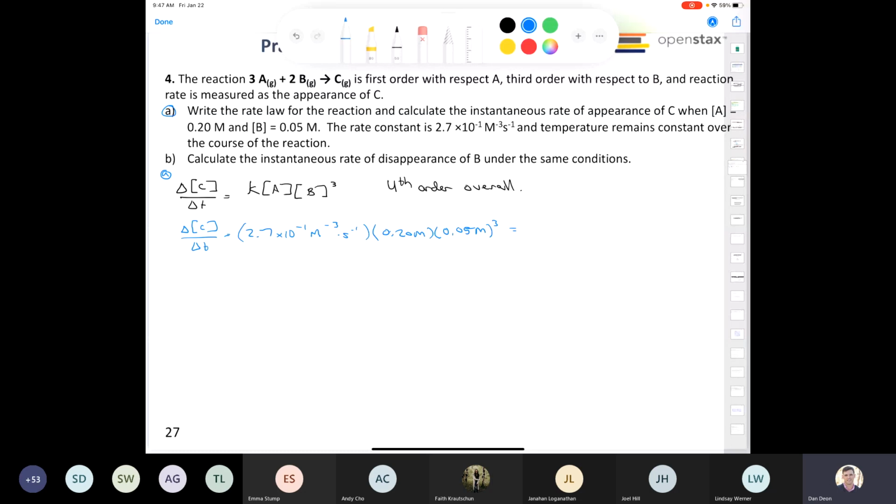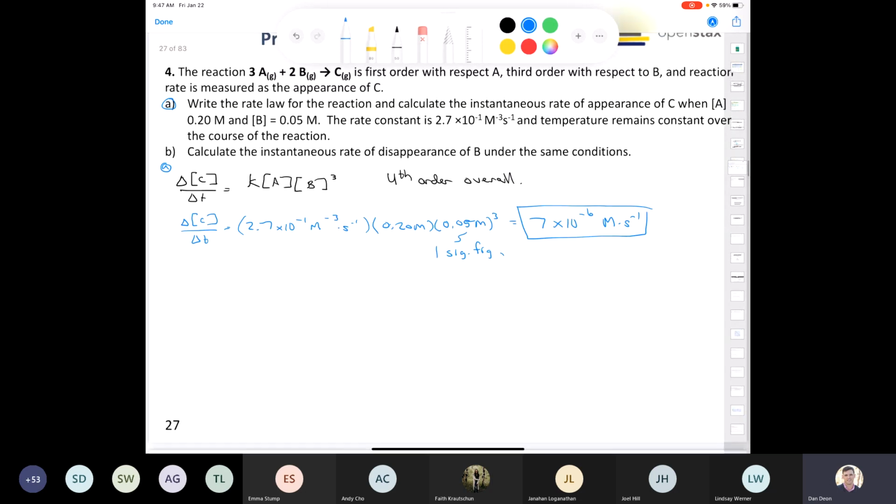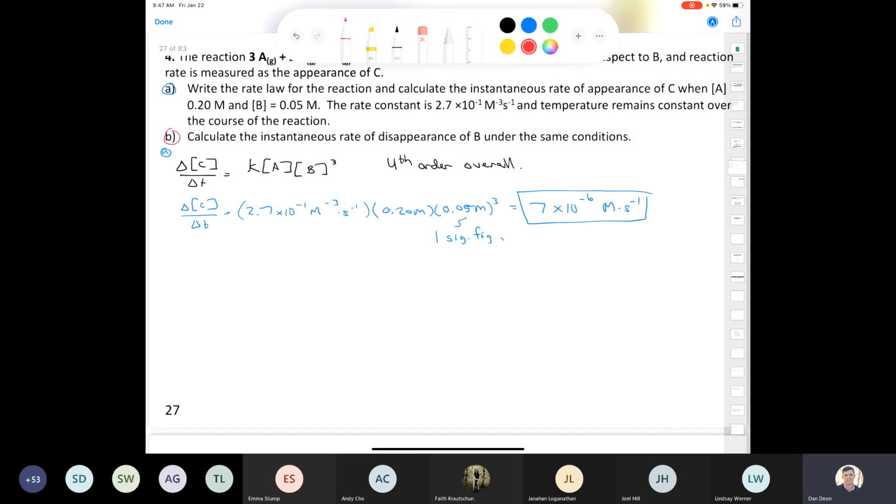And that is going to equal 7 times 10 to the negative 6 moles per liter per second. That is our answer. Notice that we only have one sig fig because there's only one sig fig in this concentration. Now that's the answer to A. If we move on to B, it says calculate the instantaneous rate of B under the exact same conditions.